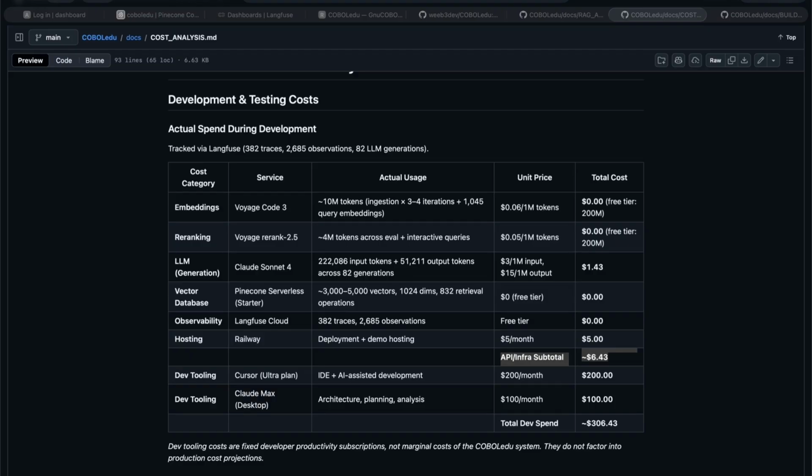The full build guide, architecture docs, and cost analysis are all in the repo.